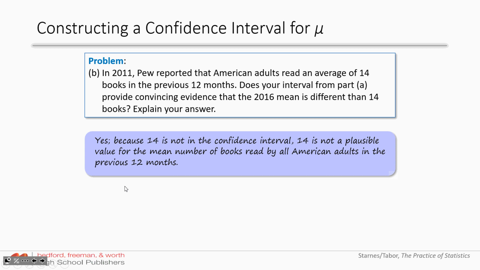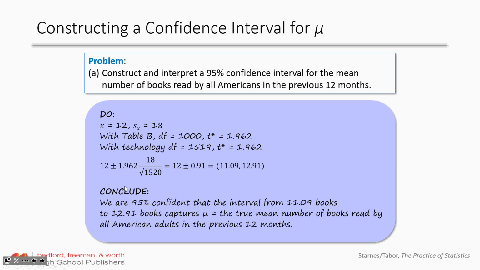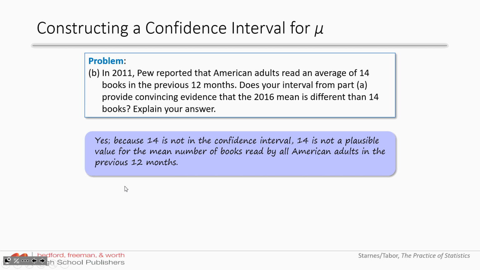So question B. In 2011, Pew reported that American adults read an average of 14 books in the previous 12 months. Does your interval from Part A provide convincing evidence that the 2016 mean is different than 14 books? So again, my interval went from 11.09 to 12.91. So 14 is nowhere in that interval. In other words, I'm saying I'm pretty sure that 14 is not the population mean, right? So there you go. This does provide convincing evidence.